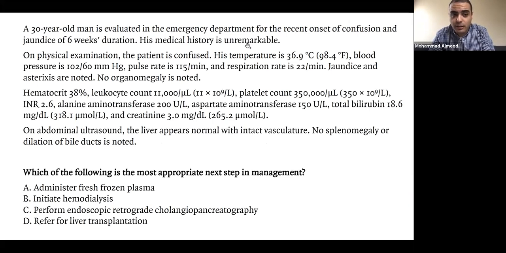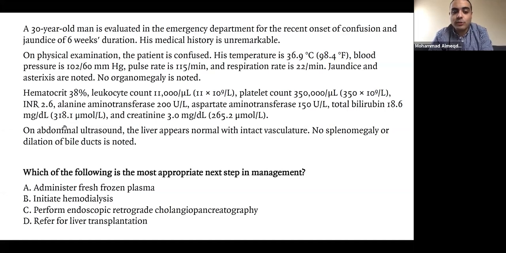Medical history unremarkable. Physical exam, he's confused. Temperature is normal. Blood pressure is 102/60. Pulse rate is 115. Breathing 22 a minute. He's jaundiced and he has asterixis. No organomegaly. His hematocrit is 38%, leukocytes 11,000, platelets 350. His INR is 2.6, ALT is 200, and AST is 150. TBL is 18.6, and creatinine is 3.